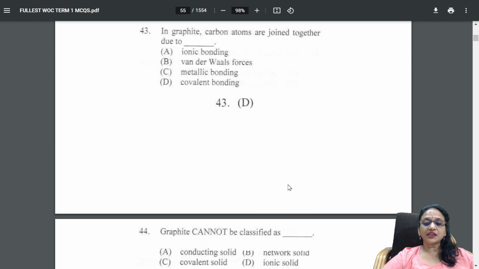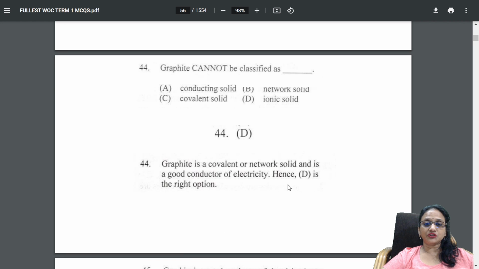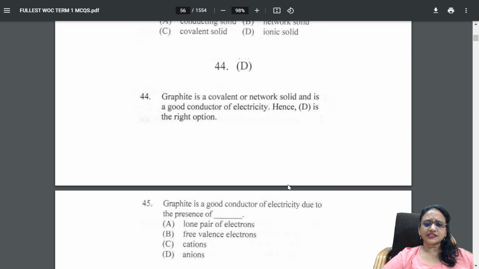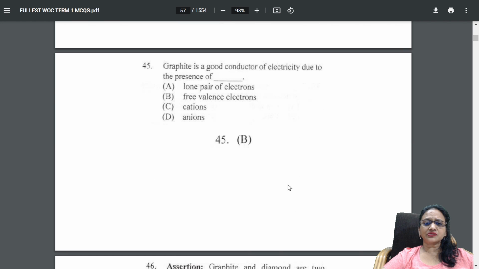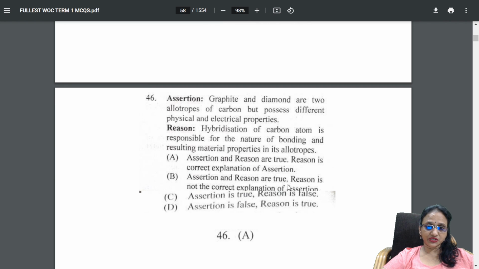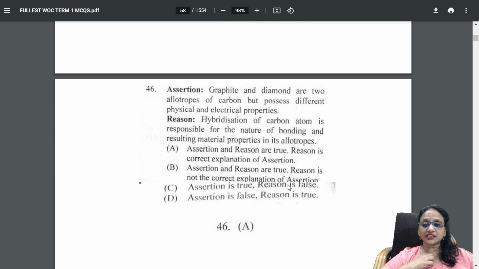See this. The same topic, how many questions they have given you? Easy, isn't it? So learn all the questions one after the other, and any doubt you can ask me. An assertion reasoning question is also here: graphite and diamond are two allotropes of carbon, but possess different physical and electrical properties. The hybridization of carbon atom is responsible for the nature of bonding and the resulting material.